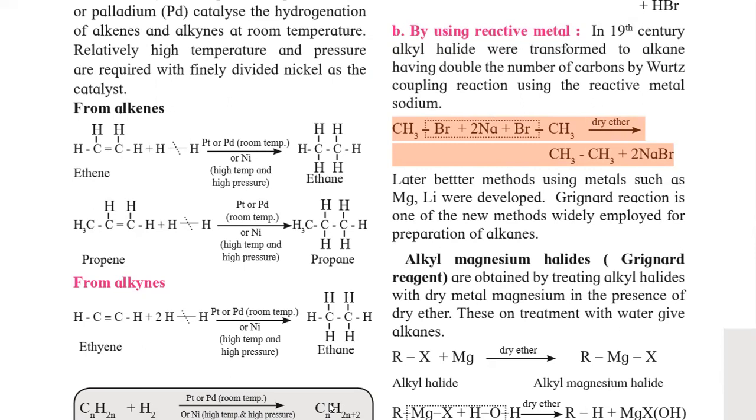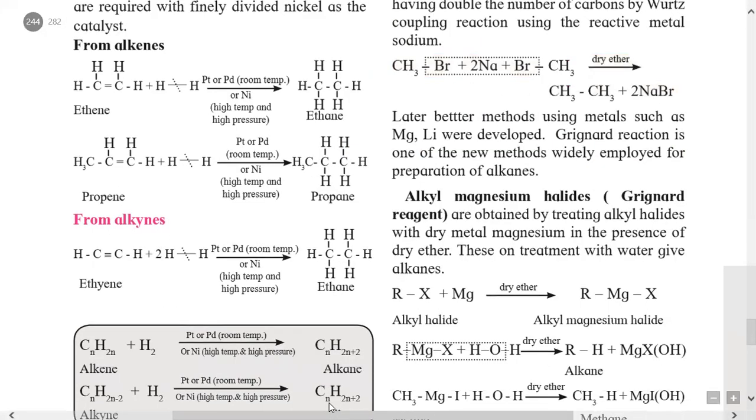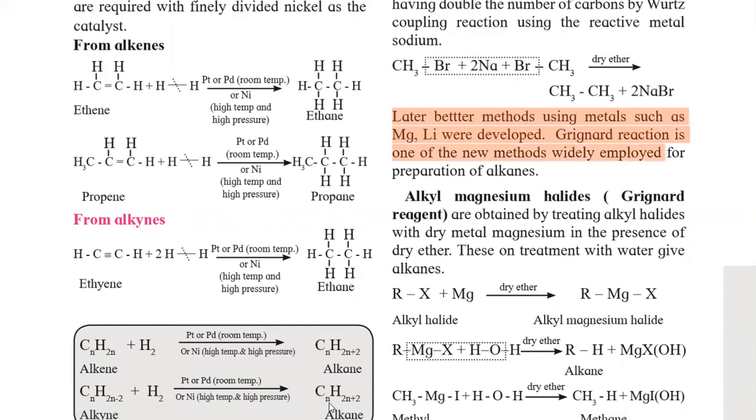If we observe carefully, using one carbon containing alkyl halide, we get two carbon containing alkane, and this is the advantage of Wurtz reaction that we get alkane from alkyl halide, and that alkane has double the number of carbon atoms. This is called Wurtz coupling reaction. Later, better methods using metals like magnesium and lithium were developed, and this we will study now.